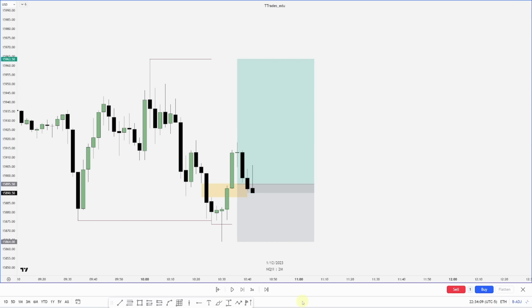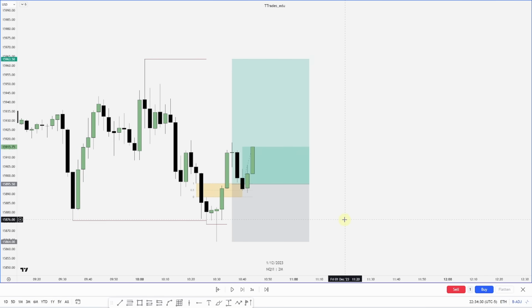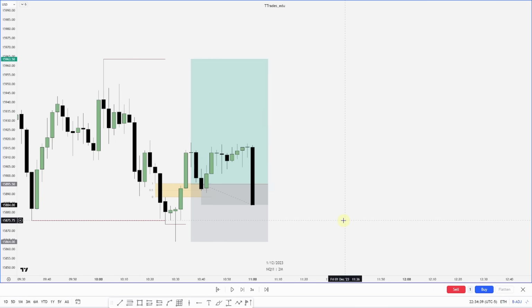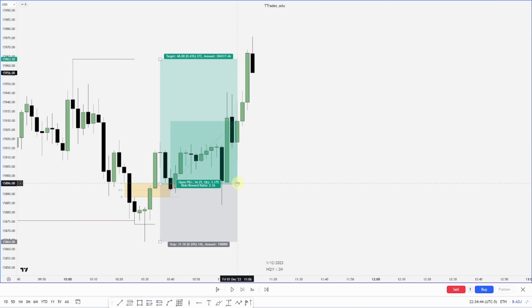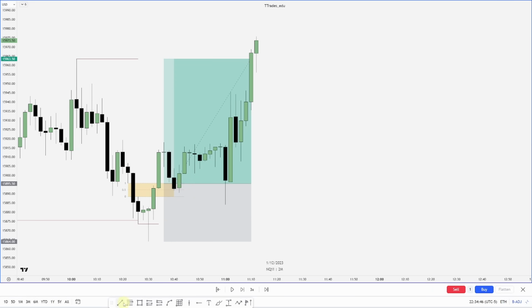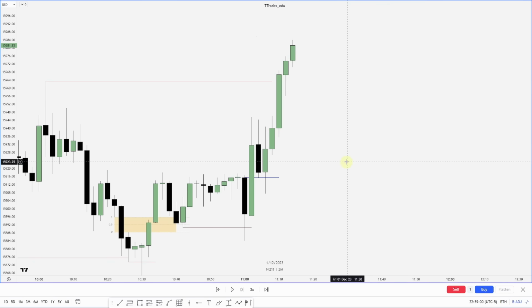You can see price returns back into that inversion, and here now I want to see it respect that consequent encroachment, and you can see that it is. And there we go. We sweep one more time before displacing over, validating this as an order block. Price then respects that and continues higher to make a new high. So we are going to continue on with this example and talk about how we can use inversions within trend.